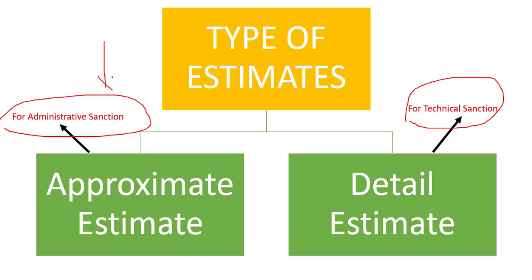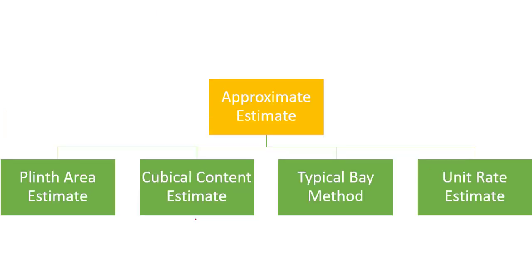Approximate estimate is for what? Administrative sanction, and detailed estimate is for technical sanction. Now next, what are the approximate estimates? There are different kinds of approximate estimate. We have plinth area estimate, cubical content estimate, typical bay method estimate, and unit rate estimate. So let's look at all of these estimates one by one.